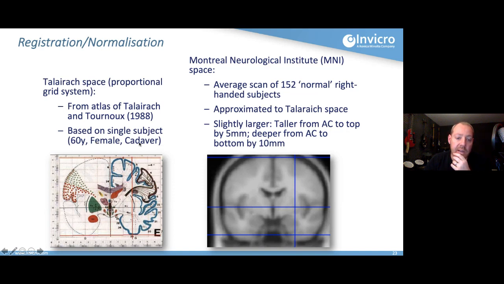Talairach space was the only game in town for a long time with this, based on an old atlas by Talairach and Tournoux. And you still see Talairach coordinates around sometimes, but most people have moved on to a new standard, which is MNI space, which is an average scan of 152 people. It's better representative of an average brain. Most coordinates you see in papers these days are MNI space coordinates. And that's what most people use these days as their template.